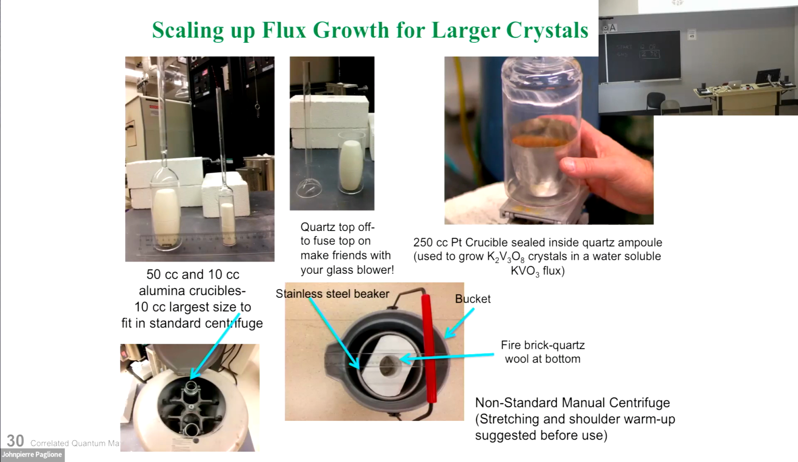So this was a 250 cc platinum crucible. Inside here, there's my hand. This was used to grow potassium vanadate crystals, which is a nice sort of 2D magnetic system, using a KBO3 flux. You don't have to spin the flux off in this case. You actually dissolve the flux off in warm water, leaving behind these black potassium vanadate crystals. This is something which I've only used a couple of times to grow one particular compound.